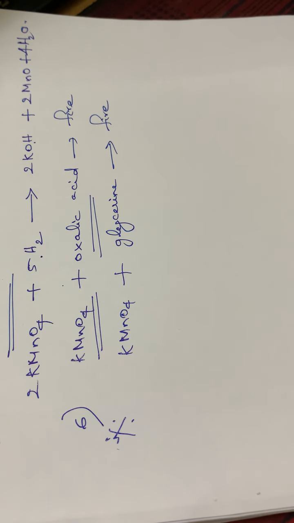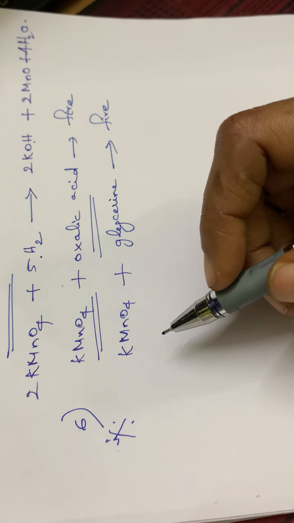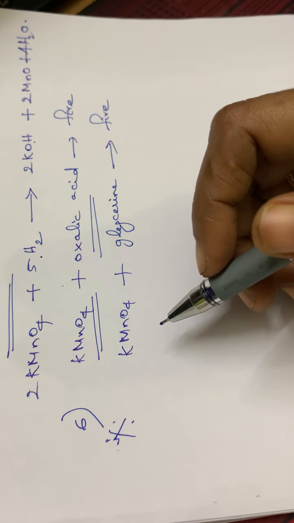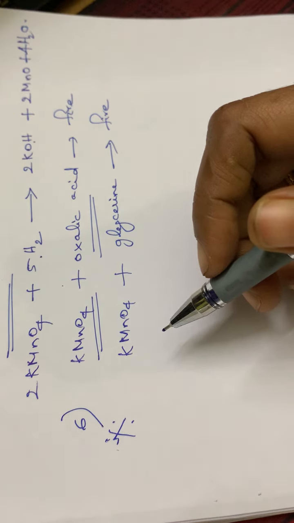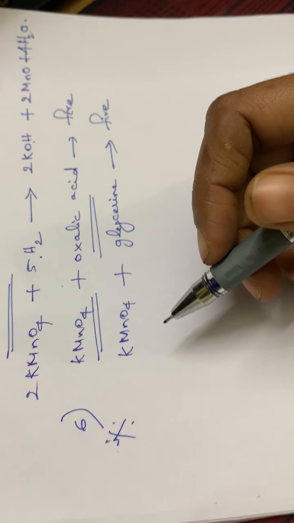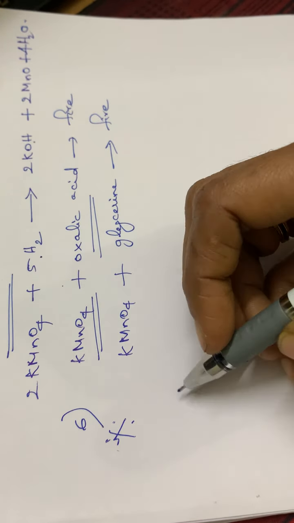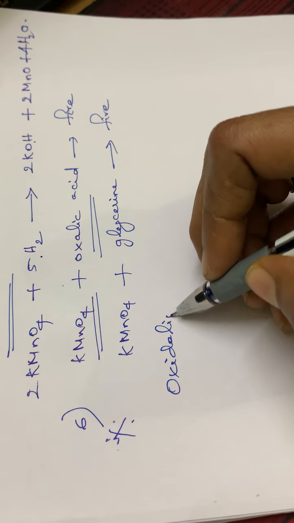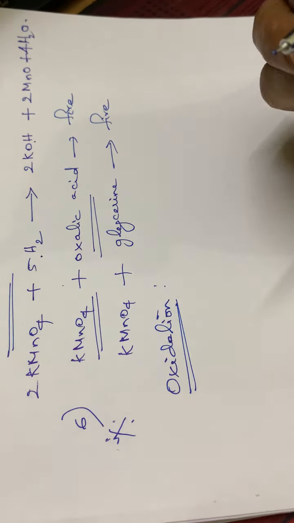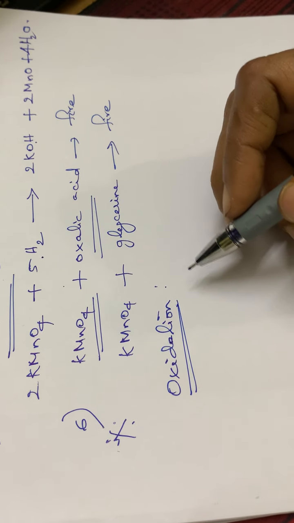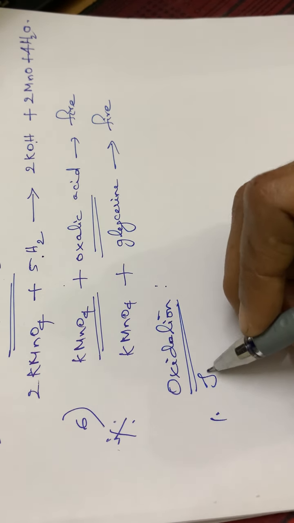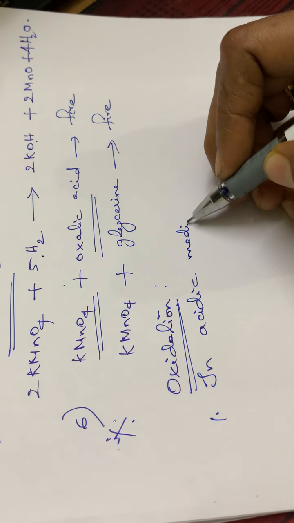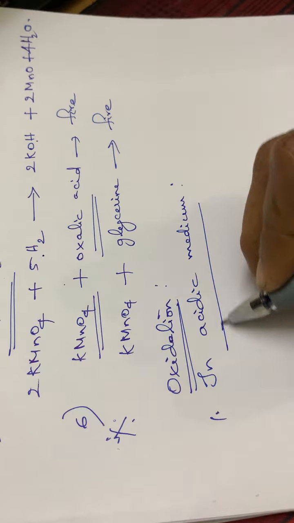Then the next is, as you all know, potassium permanganate is a very good oxidizing agent, isn't it? It is a very powerful oxidizing agent, even in acidic, alkaline or neutral medium. So you have to go through some of the oxidation reactions of potassium permanganate. First, the oxidation by potassium permanganate in acidic medium.